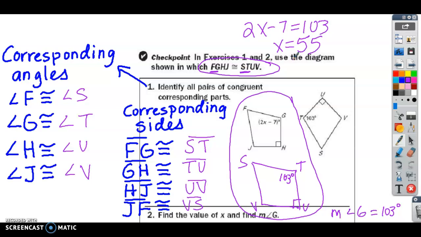For finding the value of x, you set 2x minus 7 equal to 103. Solve and you get x is 55. Then they're asking for the measure of angle G. Like we did in the last problem, you could substitute in 55 for x, or you could just say, well, angle G is congruent to angle T. So we know that angle T is 103. So the measure of angle G is also 103.